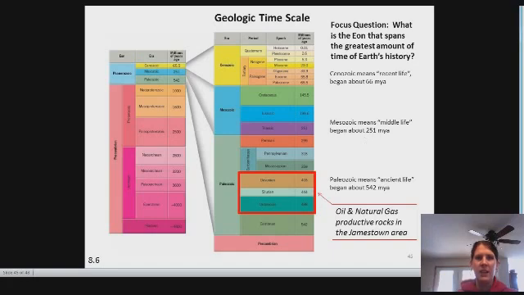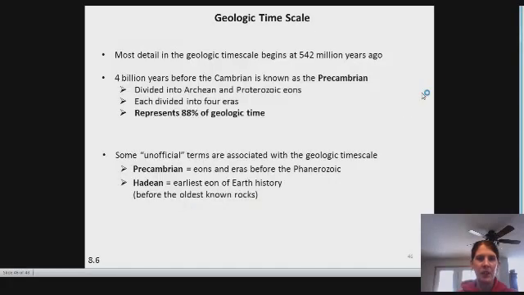So what is the eon that spans the greatest amount of time in Earth's history? If we're looking, the Precambrian actually spans the greatest amount of time. It's just one we have the least amount of data for. The most detailed geologic timescale begins about 542 million years ago. The 4 billion years before the Cambrian is known as the Precambrian, which is divided into the Archean and Proterozoic eons. Those are further divided into 4 eras and represent 88% of geologic time.